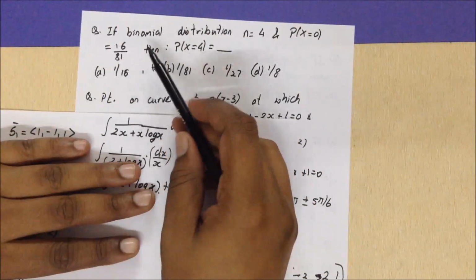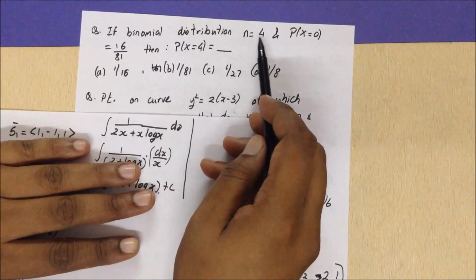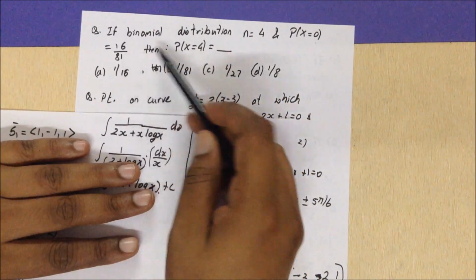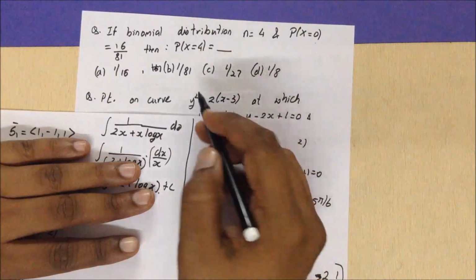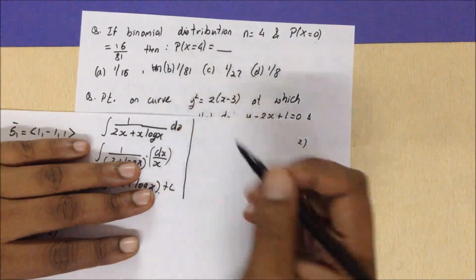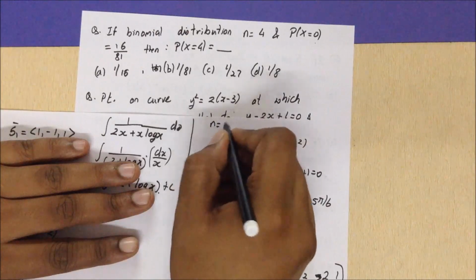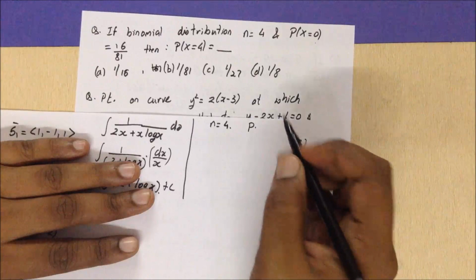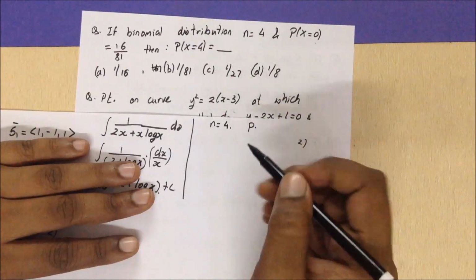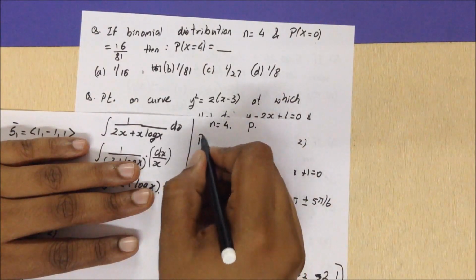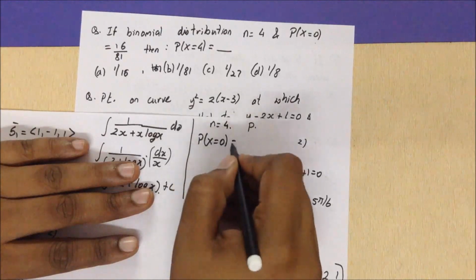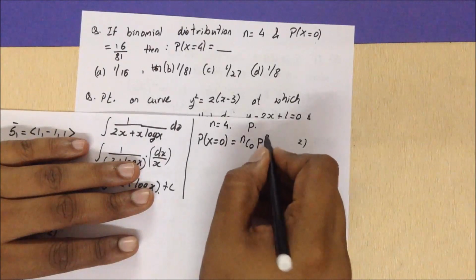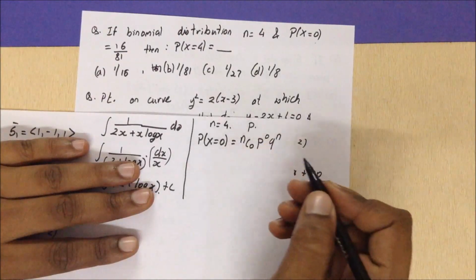Moving to the next one, if my binomial distribution has n equal to 4 and P of x equals 0 is 16 by 81, then I have to find what is going to be the probability at x equals 4. So they have given me n is equal to 4. I require to find my success probability. For that they have given me P of x equals 0. So substituting the value, that is P of x equals 0, using the formula it's going to be nC0 into p raised to 0 into q raised to n minus 0.